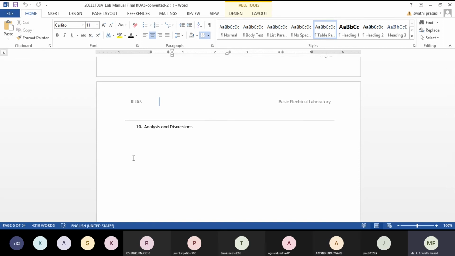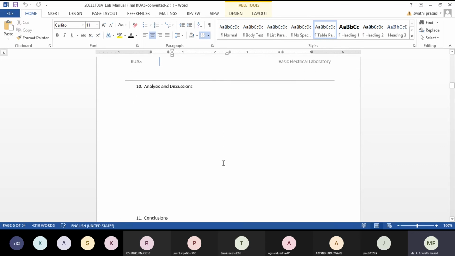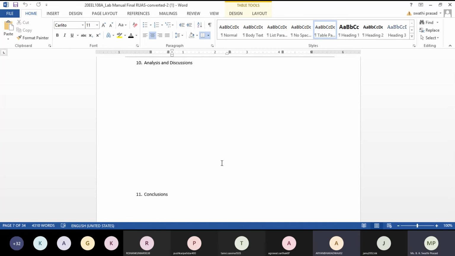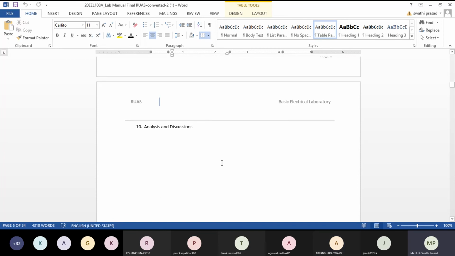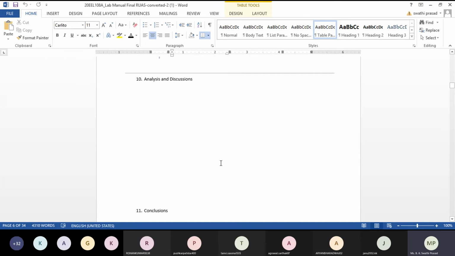In the manual, when you see practically the resistance of each resistor and measure it on the breadboard, you'll get a difference. You have to write why you see such differences. Here in analysis and discussion, you just give the justification because you have not done the practical, right? Just write what are the advantages and disadvantages of KCL, and for which kind of circuits you cannot apply KCL and KVL.